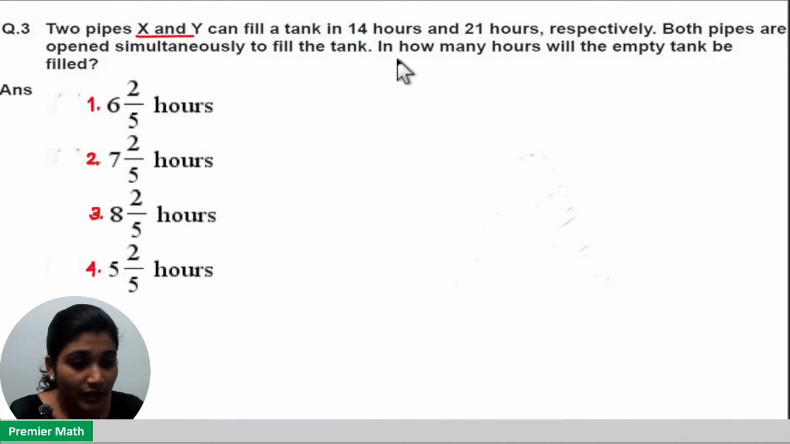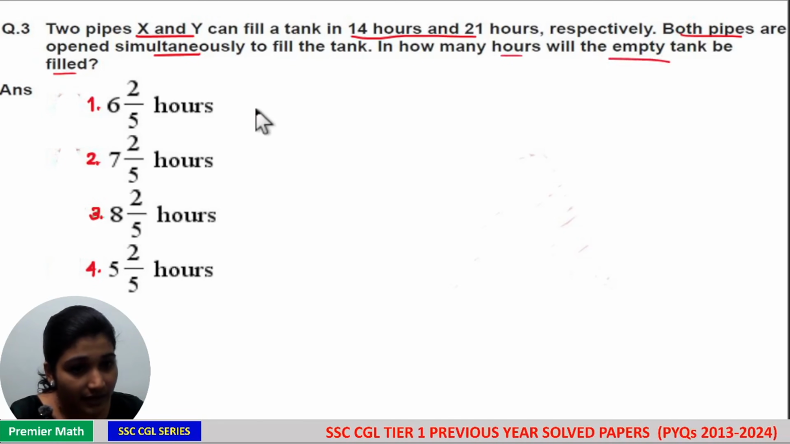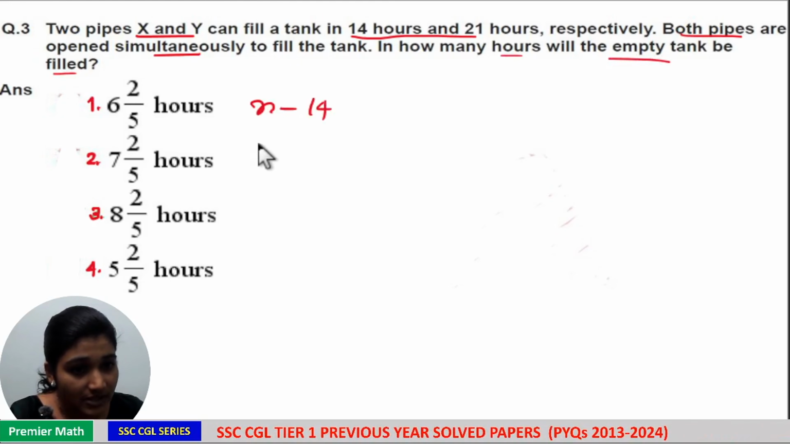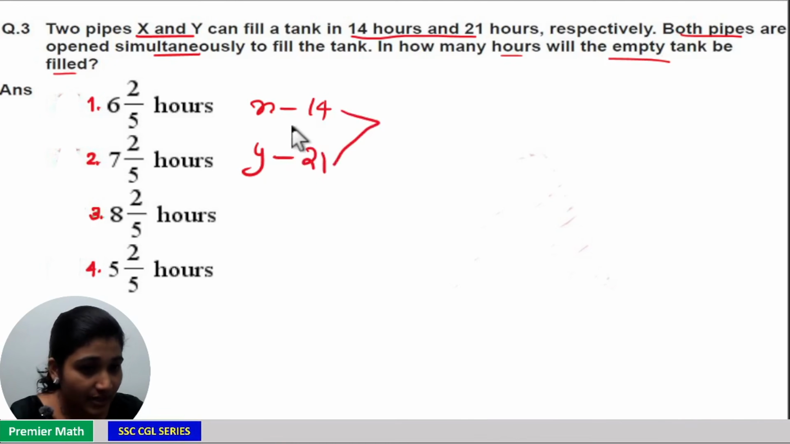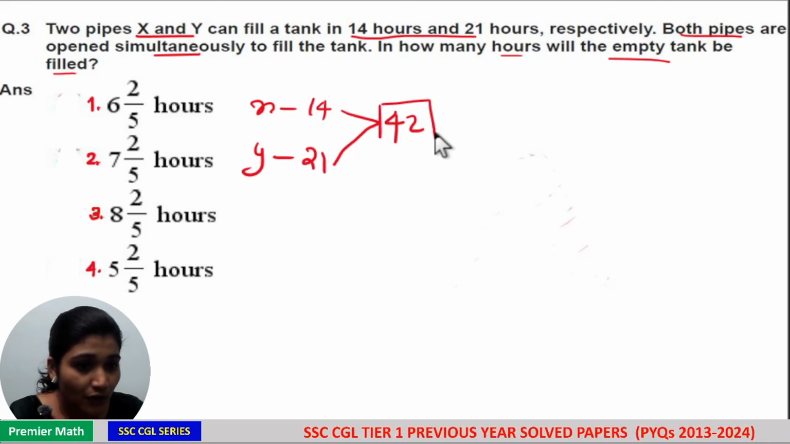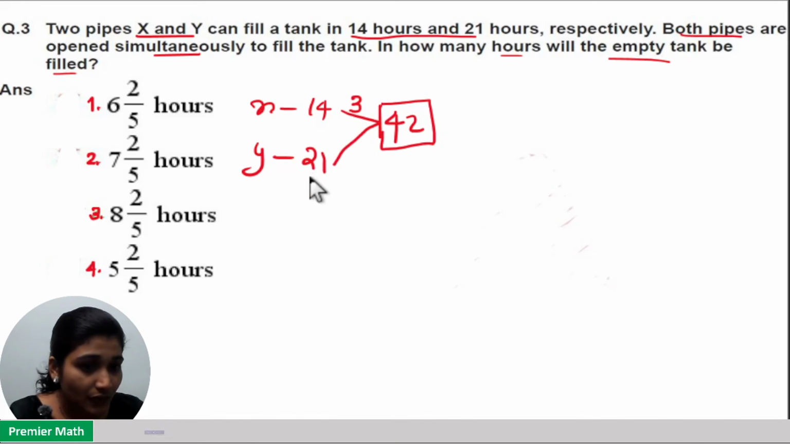Two pipes X and Y can fill the tank in 14 hours and 21 hours respectively. Both pipes are opened simultaneously to fill the tank. In how many hours will the empty tank be filled? Here X can fill the tank in 14 hours and Y can fill the tank in 21 hours. Both are doing the same work, so take the LCM. Here the LCM of 14 and 21 is 42: 7 into 2 is 14, 7 into 3 is 21, so 7 into 6 is 42. 42 units is the capacity of the tank. Now 14 goes 3 times in 42, 21 goes 2 times in 42. That is, the efficiency of X is 3 units and Y is 2 units.